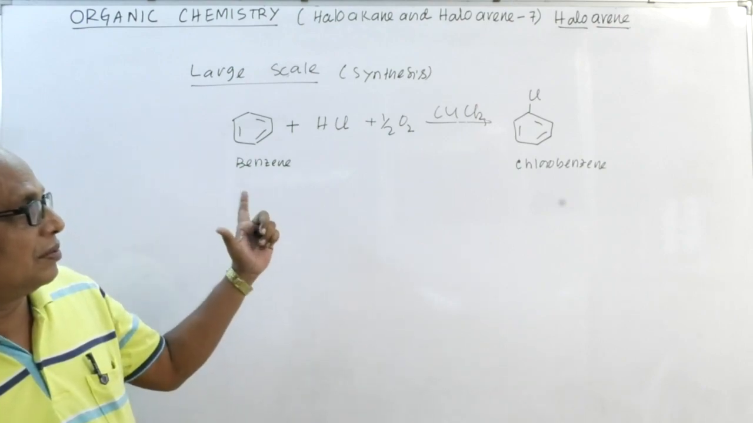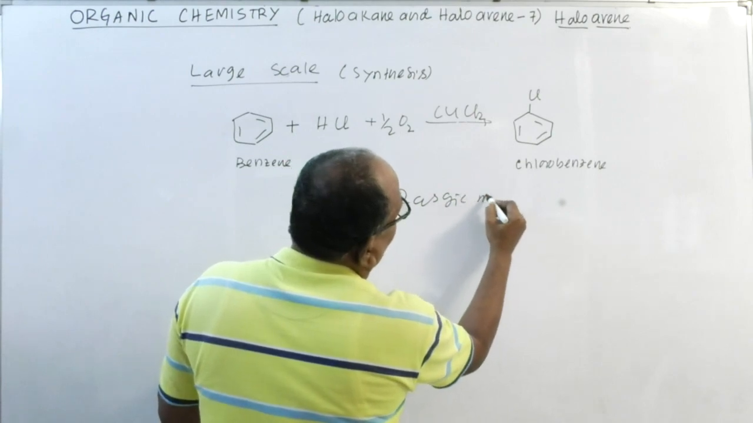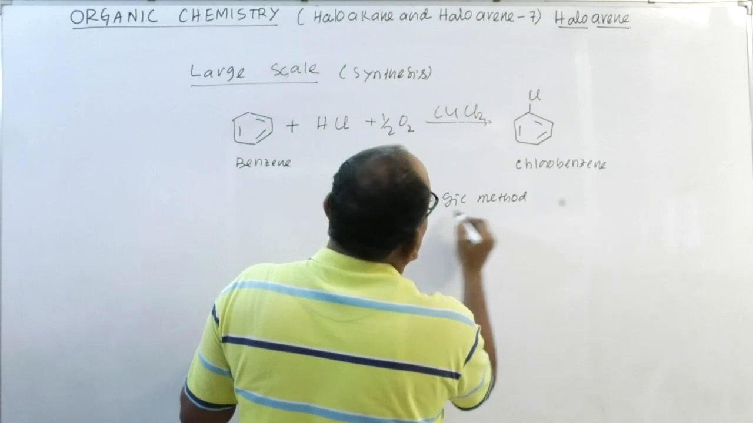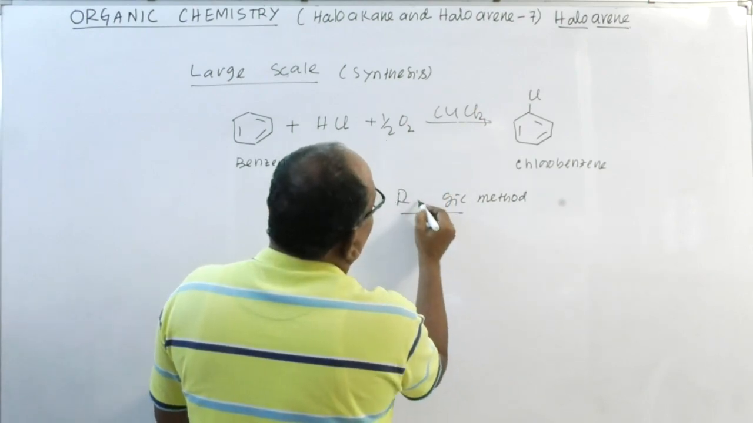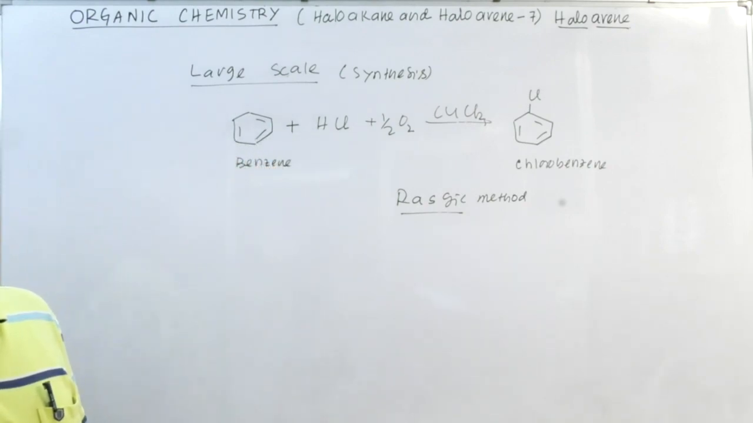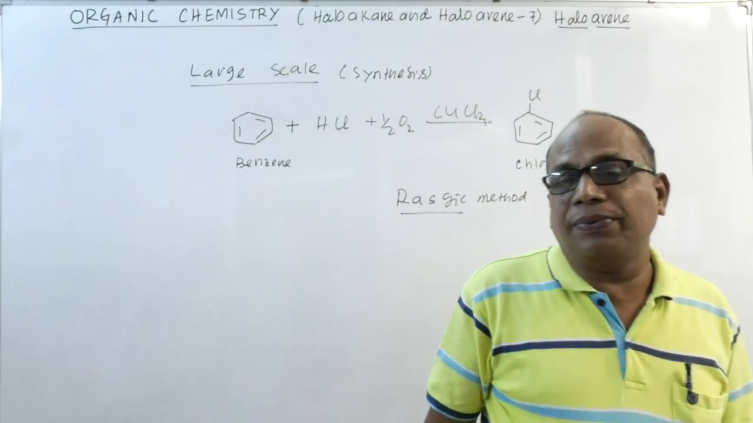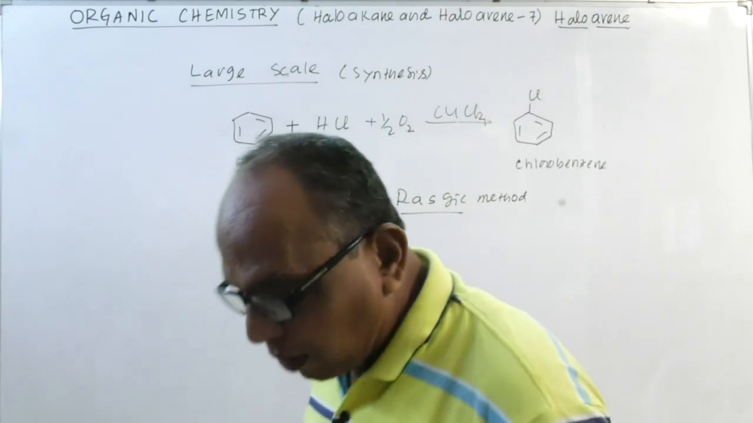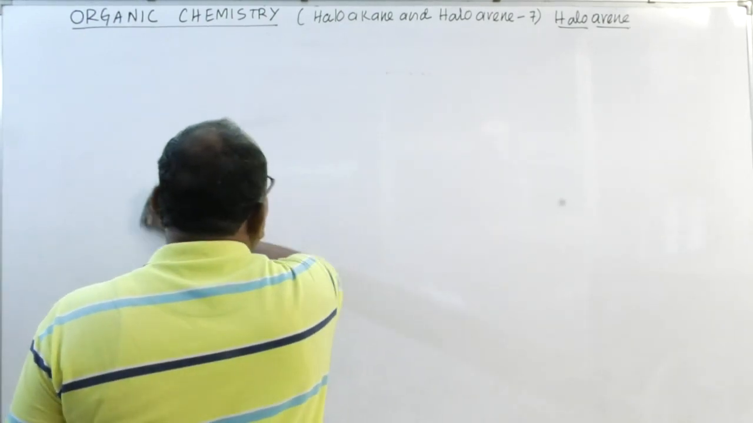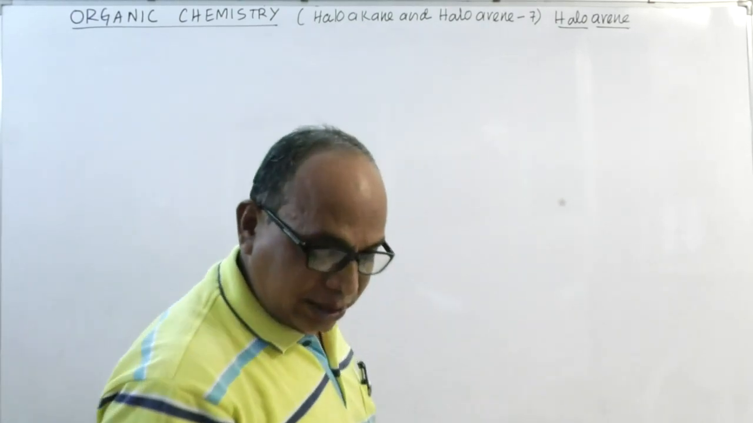And this method is known as the Raschig method. This is about your method of preparation of chlorobenzene or halobenzene from benzene as well as from benzene diazonium chloride. Okay, let's come to the properties.